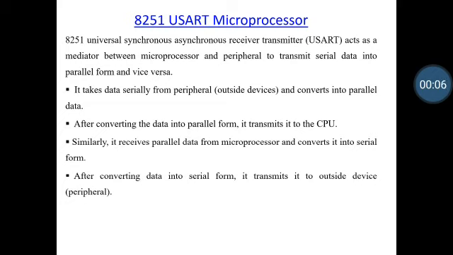Today we will discuss the next processor, that is the 8251. 8251 is a USART, that is the Universal Synchronous Asynchronous Receiver Transmitter. Okay, and this processor is again manufactured by the Intel Corporation. So now we will discuss the 8251 USART. This processor acts as a mediator between the microprocessor and the peripherals.